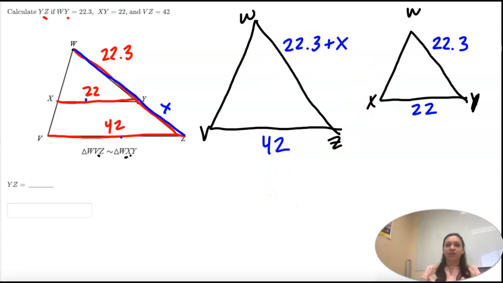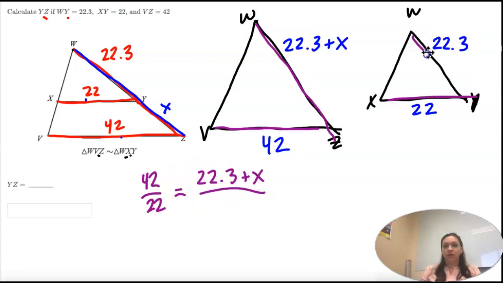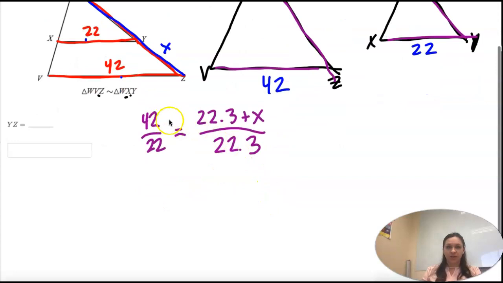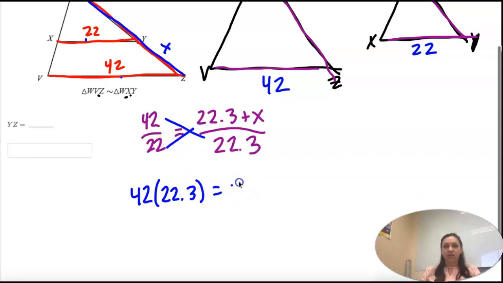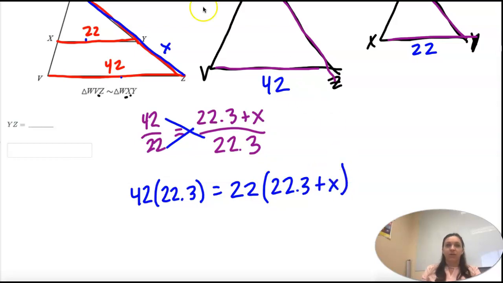Okay, so now let's set up our ratios. So 42 goes to 22 equals 22.3 plus x goes with 22.3. And now we're going to cross multiply. So times these, 42 times 22.3 equals, then we times these, 22 times 22.3 plus x. And we're going to solve.